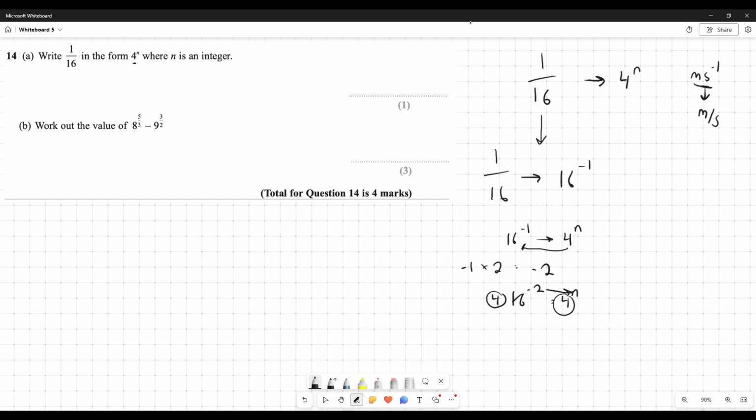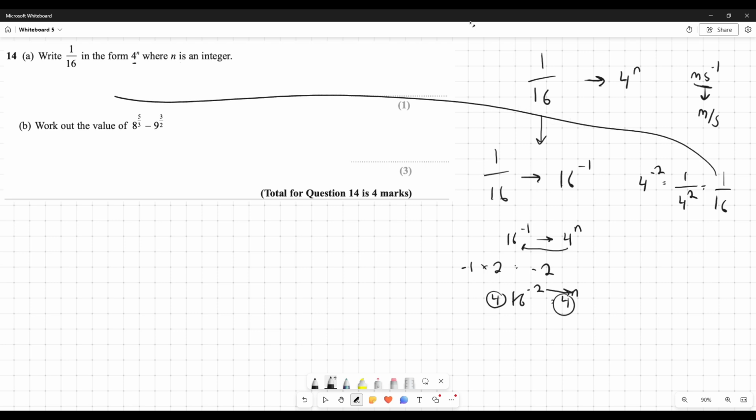And even if we try this, we would get 4 to the power of minus 2. The minus means a fraction, so you do 1 over 4 squared, which is equal to 1 over 16. If you see, this is the exact same as this. So now we can just write our answer. It's not asking what n is, it's asking to write in the form. So we'd write 4 to the power of minus 2. And that would be our final answer for 1 mark.